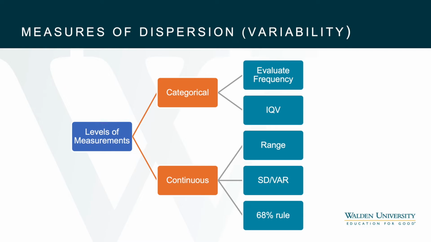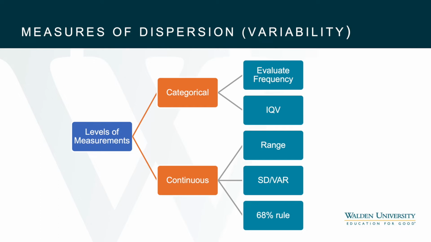We can also calculate the index of qualitative variation. I will present the formula for this measure on a next slide, but I'm not going to offer an example to calculate this because I feel that it's much more effective to intuitively evaluate the variability of a categorical variable.